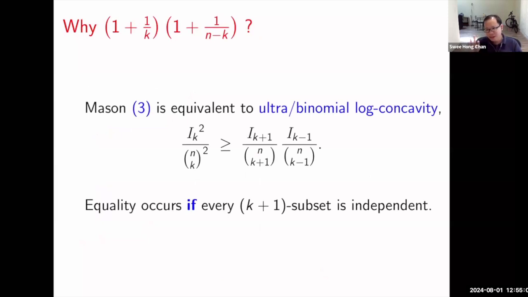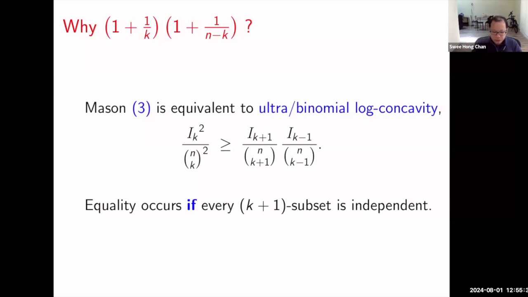Let me just explain, sorry, I go too fast. Let me explain why this constant is here, (1 + 1/k) times (1 + 1/(n−k)). This constant is actually equivalent to the ratio of binomial coefficients. What it is saying is that you should think of this number as the probability that, given any subset of size k, your subset is independent. So it also has a combinatorial interpretation.